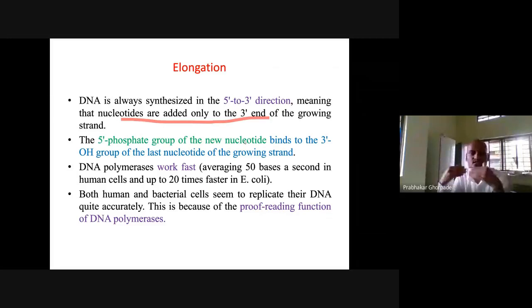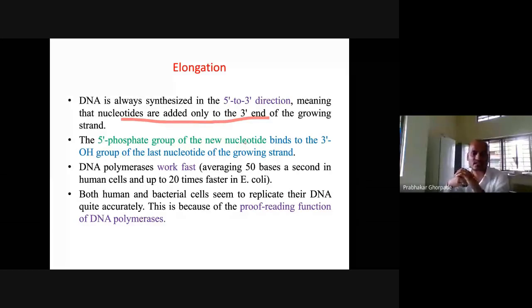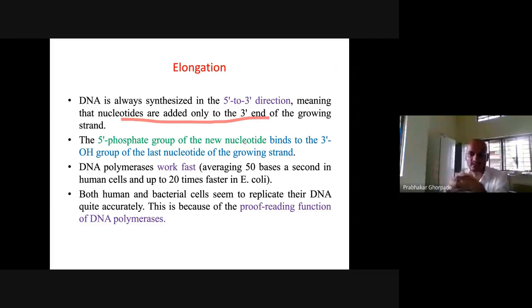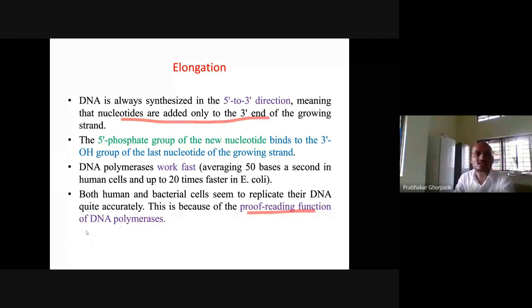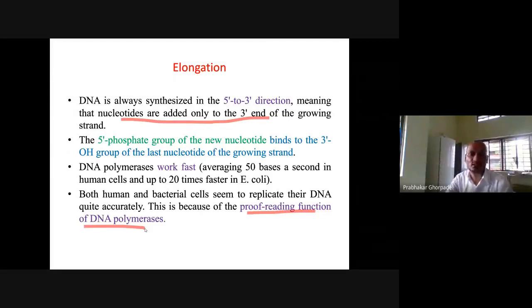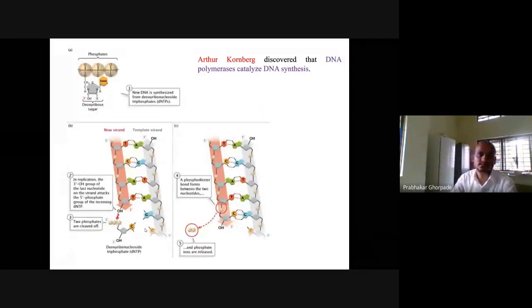DNA polymerase works fast, averaging 50 bases a second in the human cell and up to 20 times faster in E. coli. So you can see that if in a human cell 50 bases per second have to be added, and 20 times that in E. coli, the process has to be very accurate. So we have this proofreading function of the DNA polymerase. It ensures that the DNA polymerase reactions happen with precision. It doesn't make many mistakes, so that is its function.